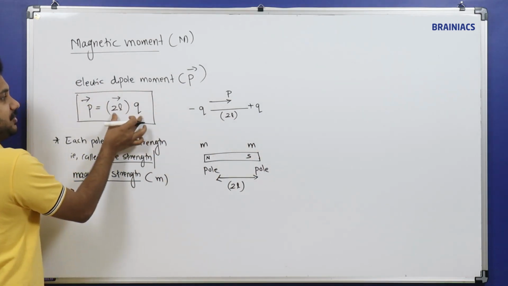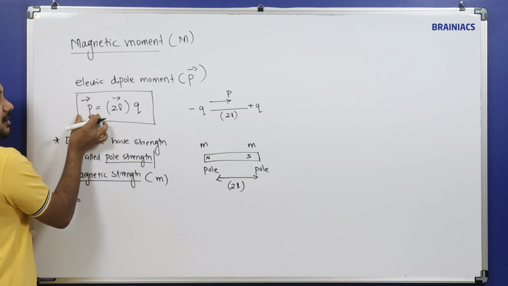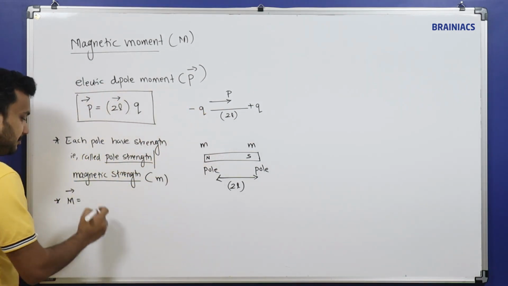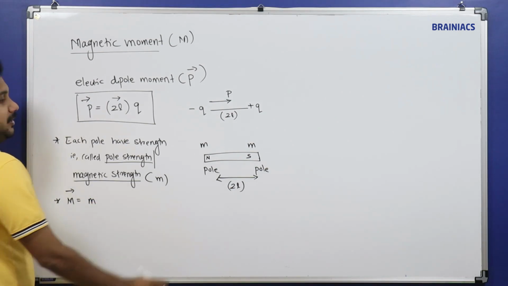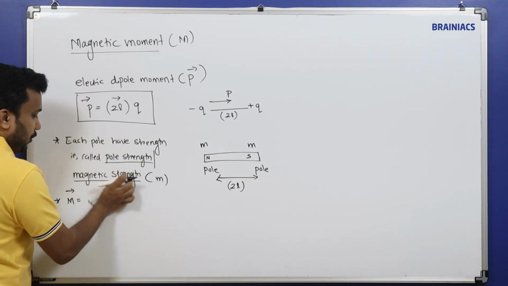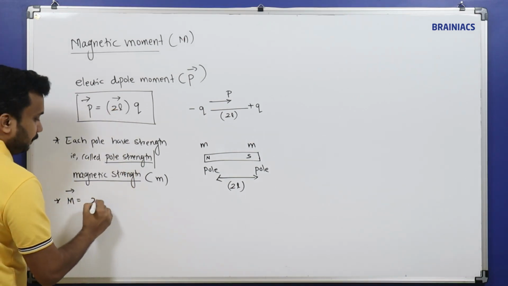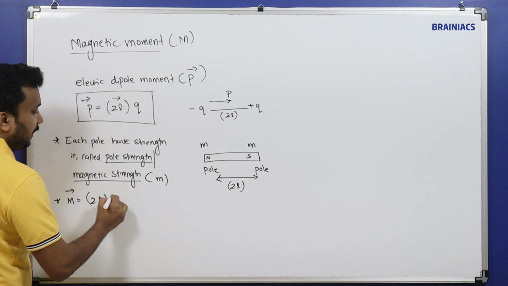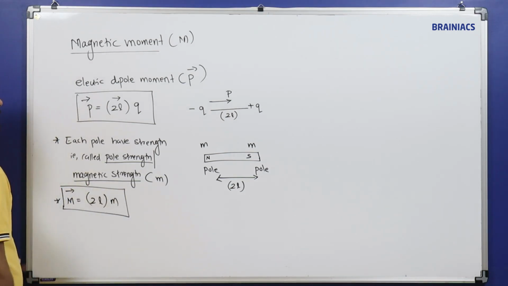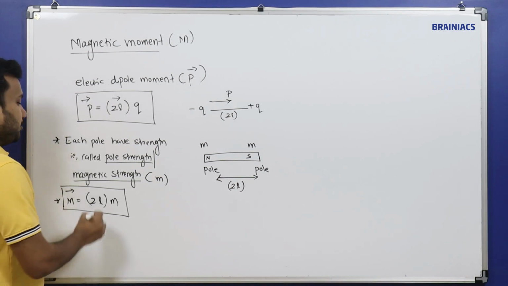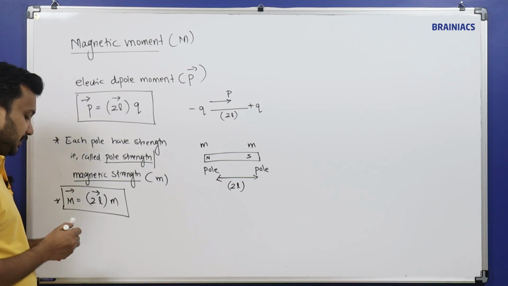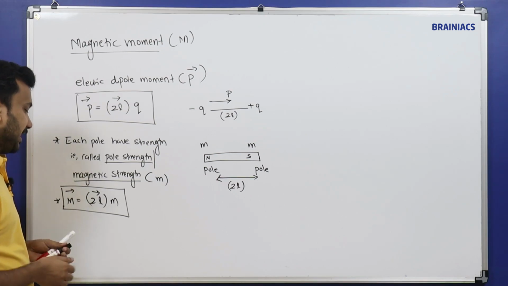Charge into the distance between the two charges is called electric dipole moment. Similarly here, we have m into the distance between the two poles, 2L. So in short, we can write it in a similar format: 2L into the pole strength m. This is called the magnetic moment. Here also there is the direction of the L vector. But there are differences for magnetic moment.